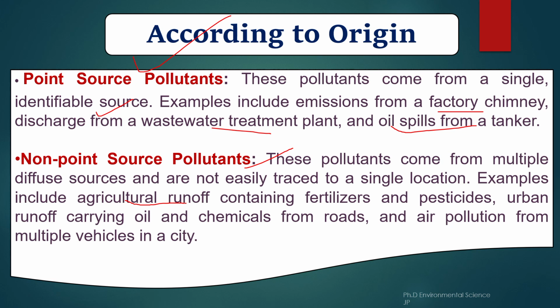The diffuse nature of agricultural activities makes it challenging to pinpoint the exact source of pollution. Urban runoff, rainwater or melted snow that flows over urban areas can pick up oil, chemicals, heavy metals, and other contaminants from the roads, parking lots, and industrial sites, eventually discharging into water bodies without a single identifiable source.